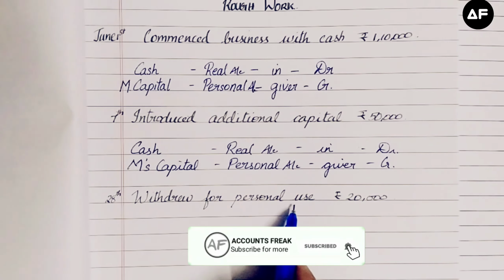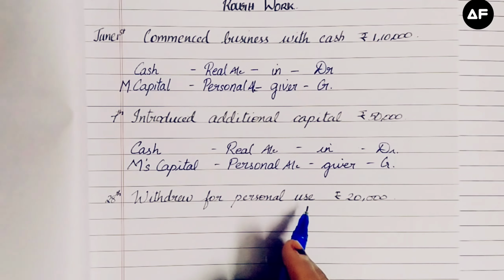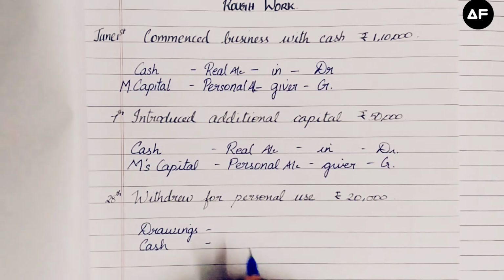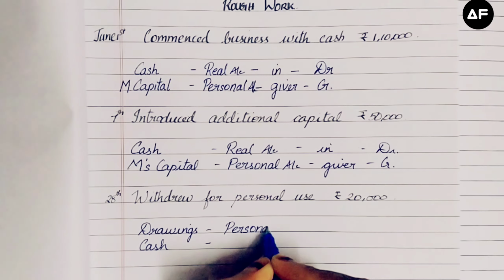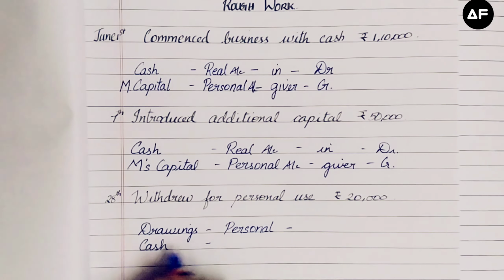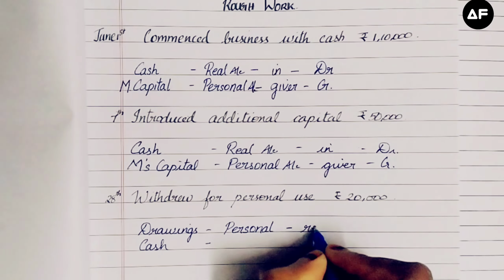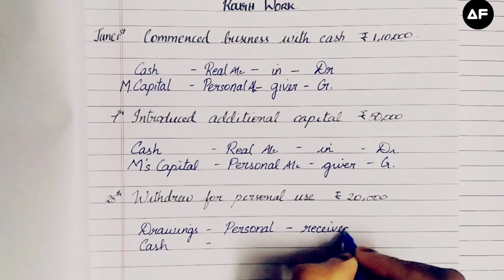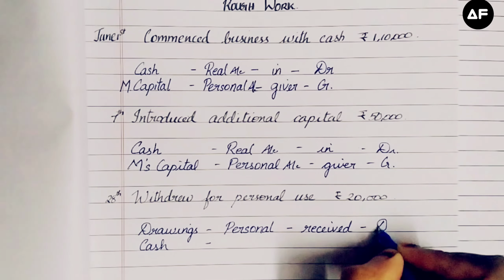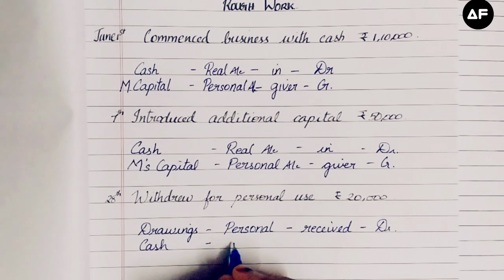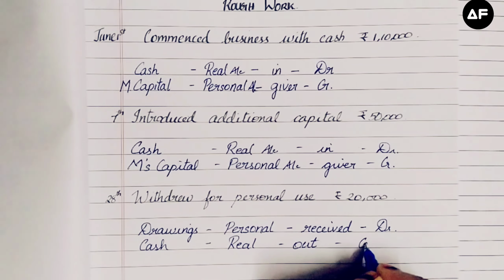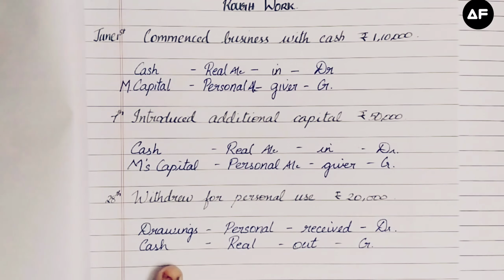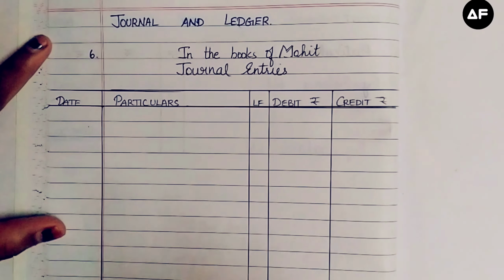The last transaction, on the 28th, is withdrew for personal use rupees 20,000. When it is for personal use, the term drawings is going to be used. Drawings being a personal account, the proprietor is going to take the money. It is being received by the proprietor. He is taking it for himself. So he is receiving the money. Therefore, he is being debited. Whereas cash is a real account and it is going out of the business. Therefore, we are going to credit cash. So the entry is going to be drawings account debtor to cash account.